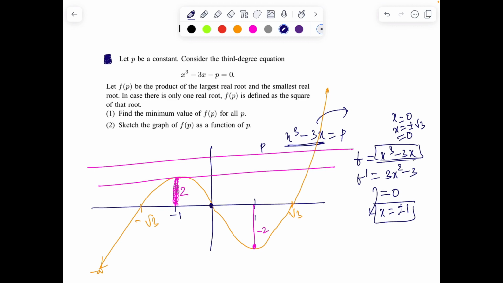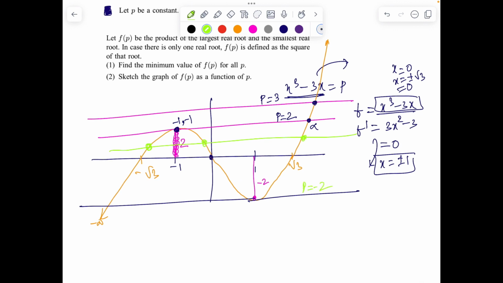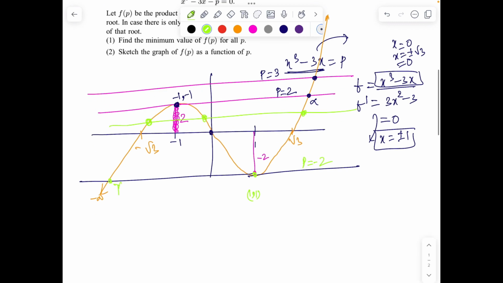So let's say for P equals 3, we'll have only one point of intersection. For P equals 2, we'll have exactly two distinct roots, so here roots will be repeated. We'll have some alpha, and this is minus 1, minus 1. For any value of P lying between minus 2 and 2, we'll clearly have three distinct roots, alpha, beta, gamma. At P equals minus 2, we again have a repeated root 1, 1 and some gamma. For P less than minus 2, if we go below, for any value, we'll have exactly one real root.